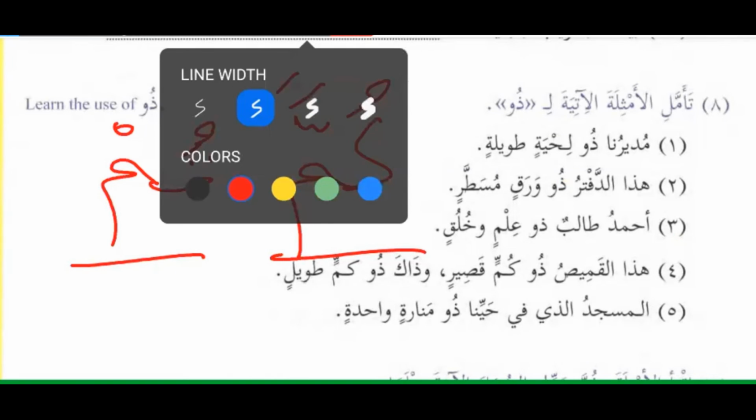هذا القميص ذو كم قصير وذاك ذو كم طويل. So this is a shirt which is having a sleeve. Kum means kum. Subhanallah. See, kummin. What is the difference between these two? Kummin and kum. Kum and kummin. What is the difference between these two?